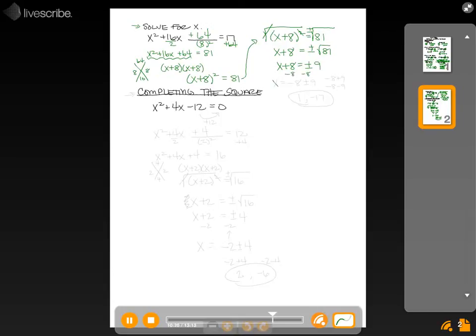Subtract 8. So x equals negative 8 plus or minus 9. Negative 8 plus 9, negative 8 minus 9. Well, negative 8 plus 9 is 1. Negative 8 minus 9 is negative 17. So there are the two answers to my problem. Now, if you understood that example, that's basically completing the square. That's everything we're going to do. We've combined all of those skills we just did into one problem, and we've solved it and got an answer.